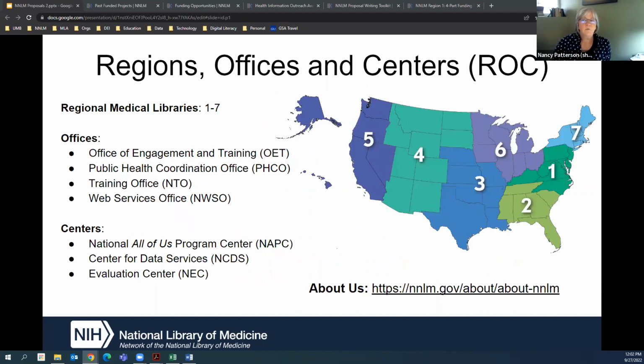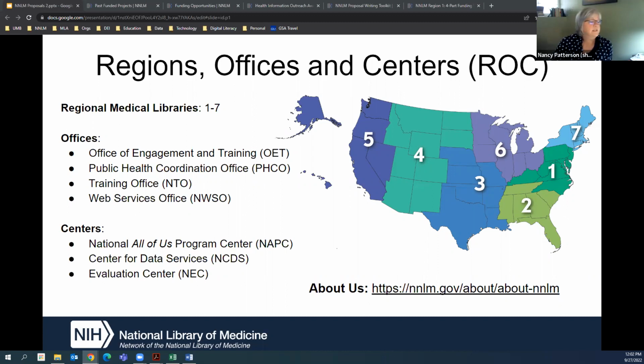And this is just a reminder of who we are. We are the network of the National Library of Medicine. We are Region 1. And so we cover DC, Delaware, Kentucky, Maryland, New Jersey, North Carolina, Pennsylvania, Virginia, and West Virginia. There are 7 regions in all, and they're all housed at academic health science libraries. More information is there in the About link.